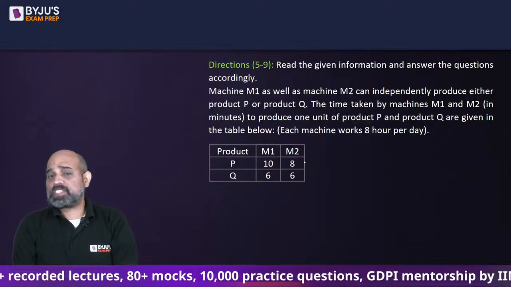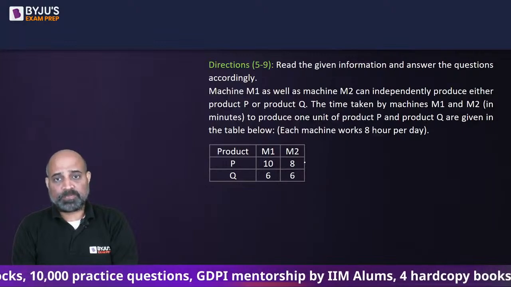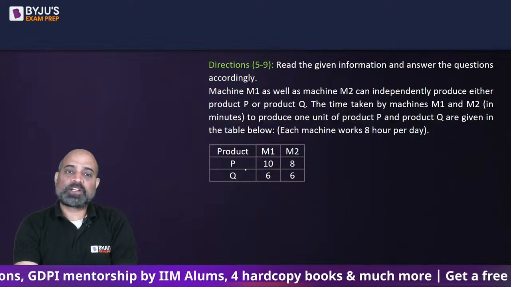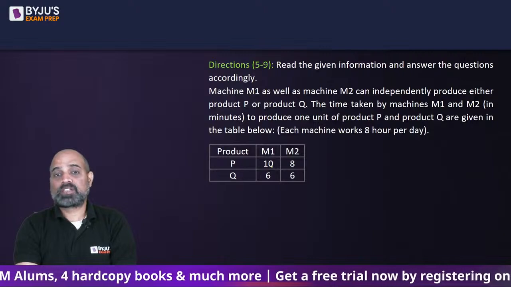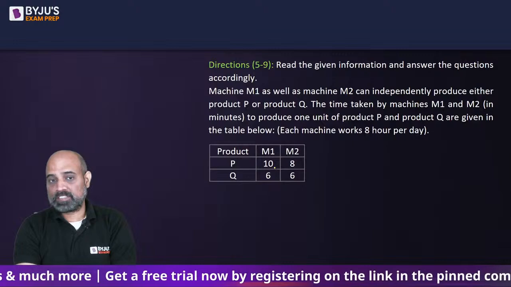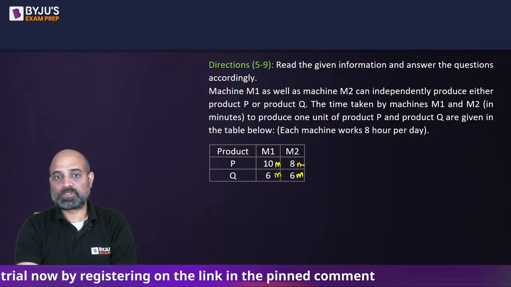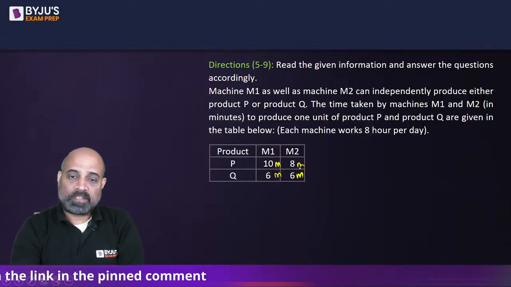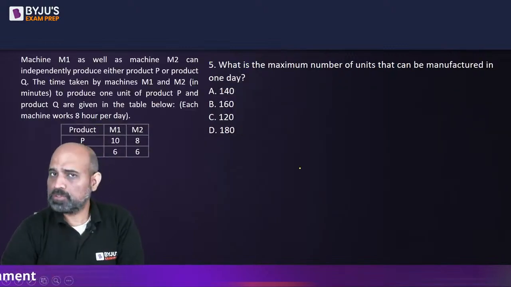The time taken by machines M1 and M2 in minutes to produce 1 unit of product P and Q are given in the table below. Each machine works 8 hours per day. The number of product P that machine M1 produces in one product is in 10 minutes. So please remember, this is the duration and this is not the number of units produced. So 10 minute में एक करता है, ठीक है? And nothing else is given. So let's look at the questions.